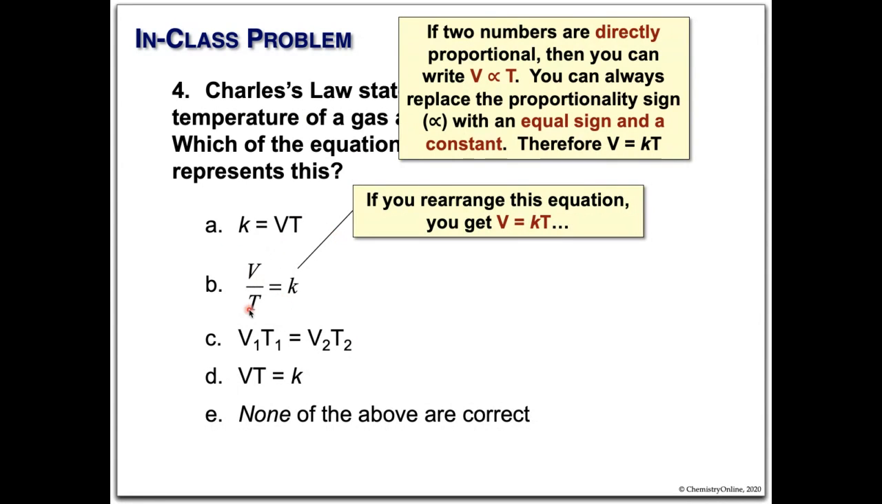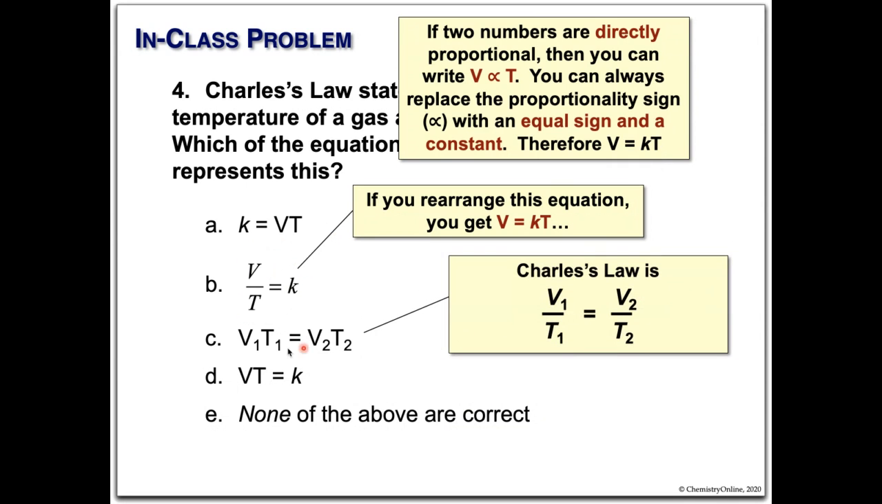Our next one, we have V over T equals K. Let's multiply both sides by T. When we do that, this is just V on this side, and this is KT. Well, that sure sounds familiar. So V is a really good prospect. But this looks familiar too. V1, T1, V2, T2. No, that's Boyle's law, except V was pressure.